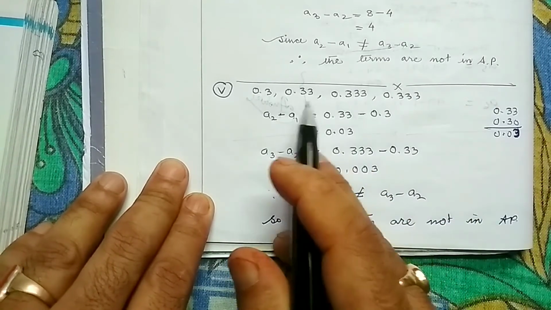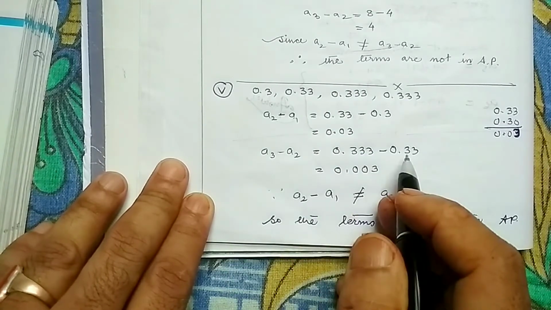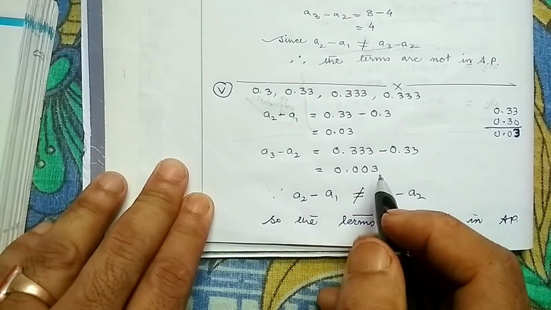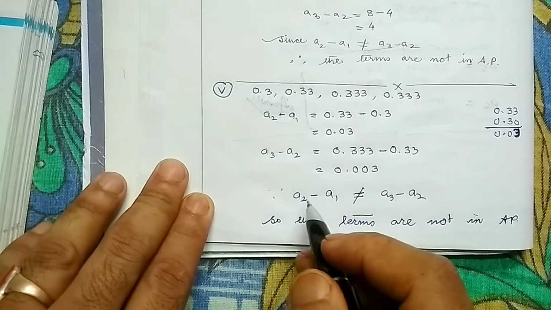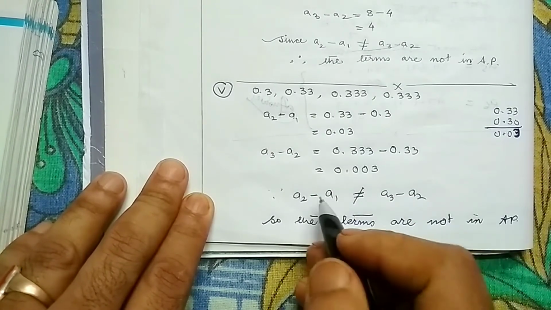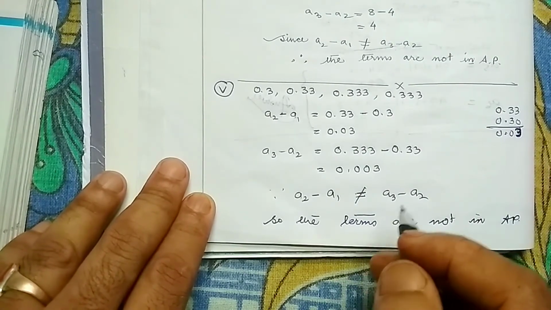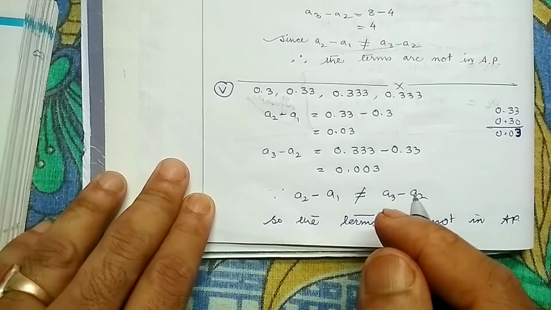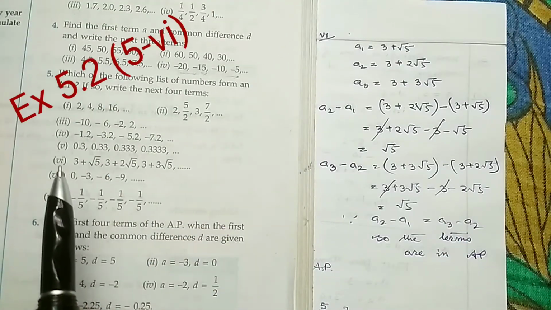Now A3 minus A2. This is A3. This is A2. A3 minus A2 will be 0.003. And as you can see, these two numbers are not the same. Since this part and this part are not equal, the terms are not in AP. So since they are not in AP, no need to calculate A, D and the remaining terms. Let me show you this sixth one.